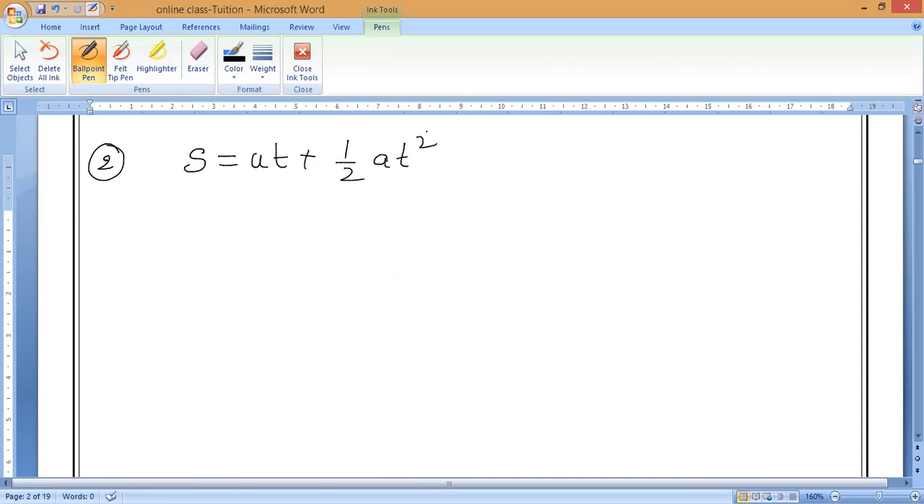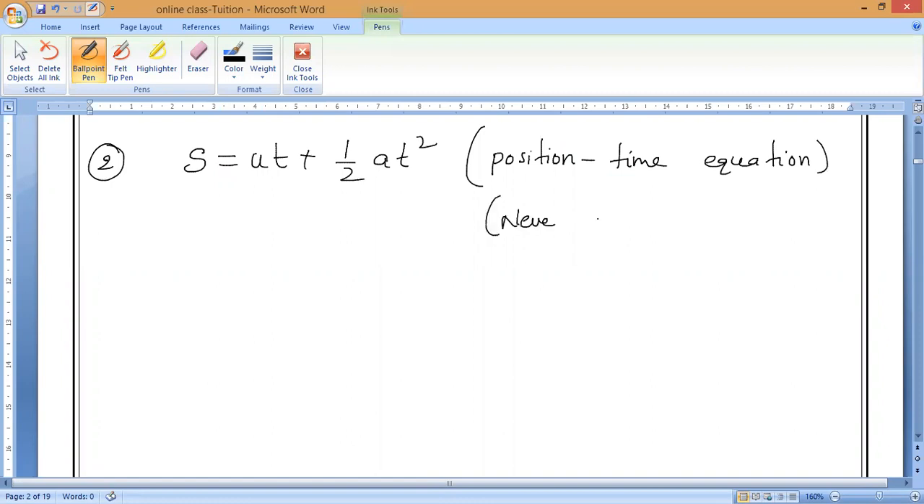So, this is position and time, such a simple equation which we can derive very easily. So, the second equation, if you want to derive it, we can also call it what? Position-time equation, yes. Area of triangle plus area of rectangle. In this equation, we will never discuss final velocity.